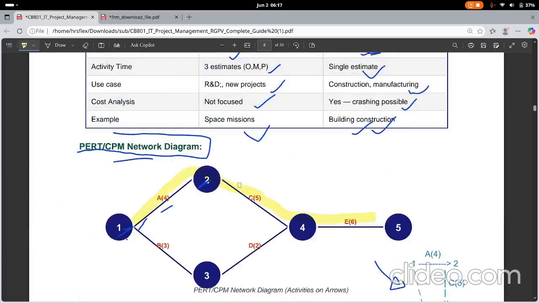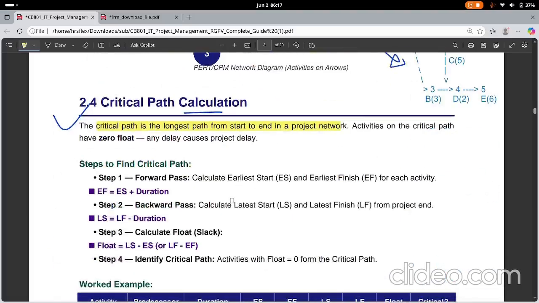For the critical path calculation, there are a few steps. Activities on the critical path have zero float. What is zero float? It means any delay in the project should be zero. The critical path is the longest path, so if you are considering the longest path, that means you don't want any delay in it. Float means delay. So if you have the longest path, you can't have any delay, zero delay in that. That is the whole point of the critical path, and that is why we are finding the critical path.